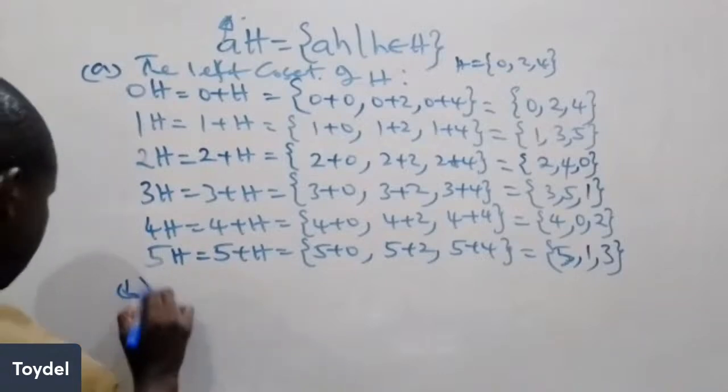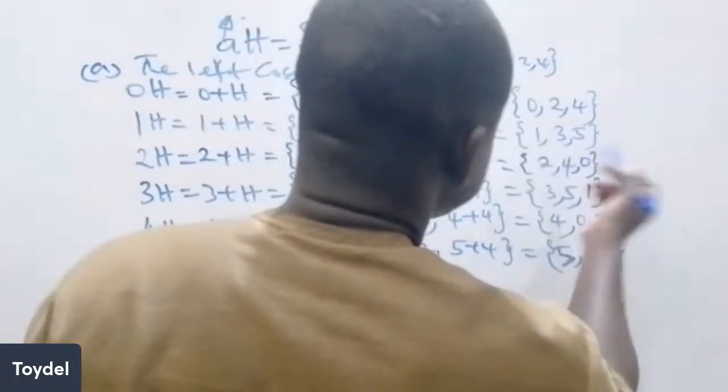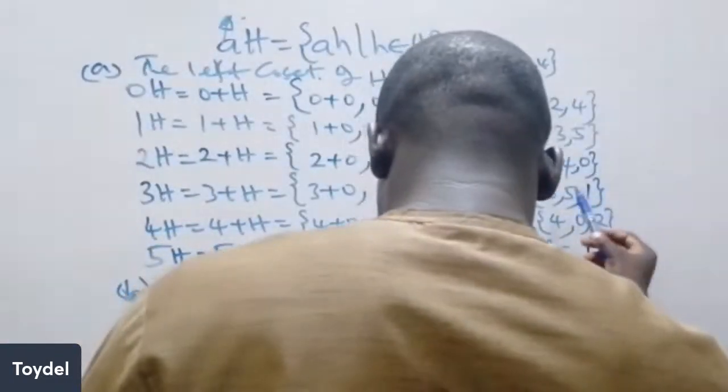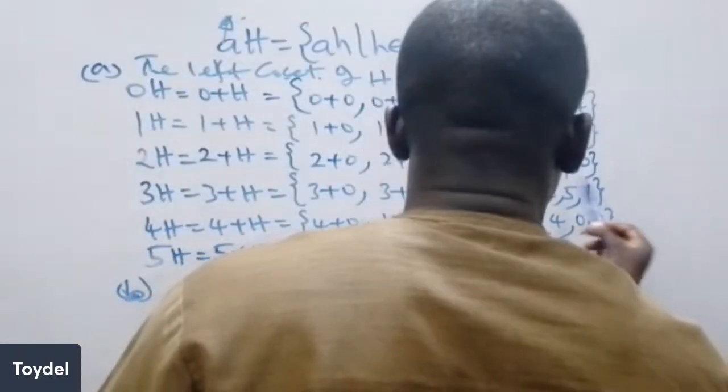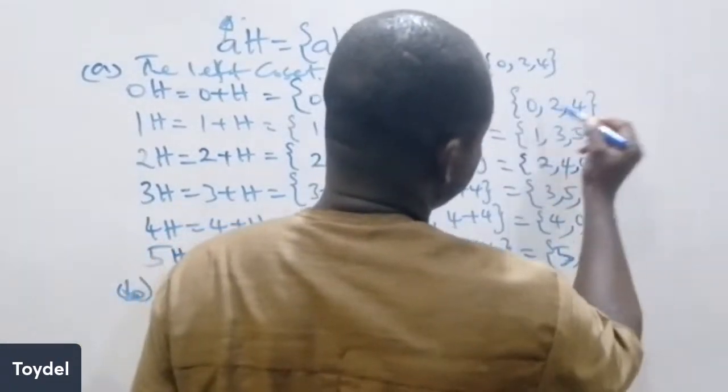Then the second question, we are asked to write the index of H. What's the definition of index? We said, when we started this topic, the index of H in G is the number of distinct right or left cosets of H in G. So now let's look at how many distinct cosets we have here. This one, 0 to 4.